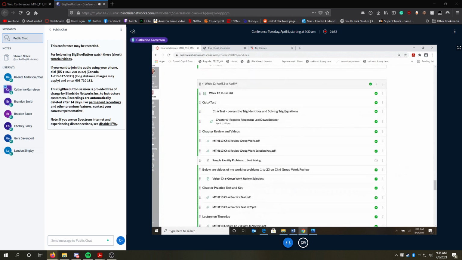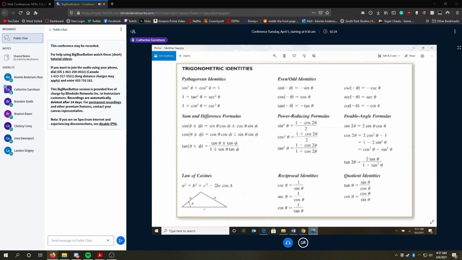Then coming over, the chapter 6 test is there. It opened up today. It does require lockdown browser, and it's just on your trig identities and on solving trig equations. And if you look back up in modules, there are several cheat sheets that I would print off if I were you. I would make sure I had my trig table and my calculator. I would make sure that I had the identity sheets. There was this one, it's just called identities page.